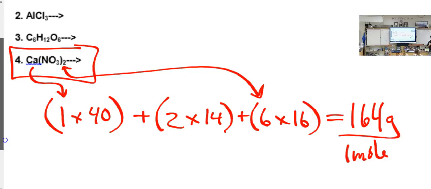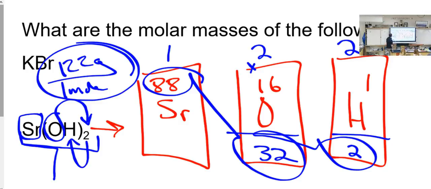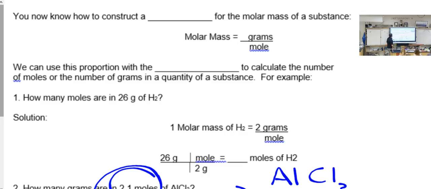All right, the next part we're going to do is use these numbers in the picket fence thing we learned yesterday to solve very, very simple chemistry-related story problems. So here we go. Now you know how to construct a proportion. We have a proportion right here for the molar mass of a substance. So molar mass is grams per 1 mole. Every single time it's grams per 1 mole.